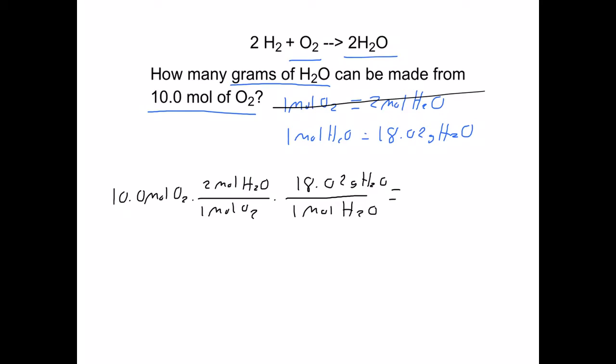So 10 times 2 times 18.02 gives you 360. grams of H2O. So the decimal point there makes it so that 0 is significant, giving us the 3 significant figures that matches up with the beginning.